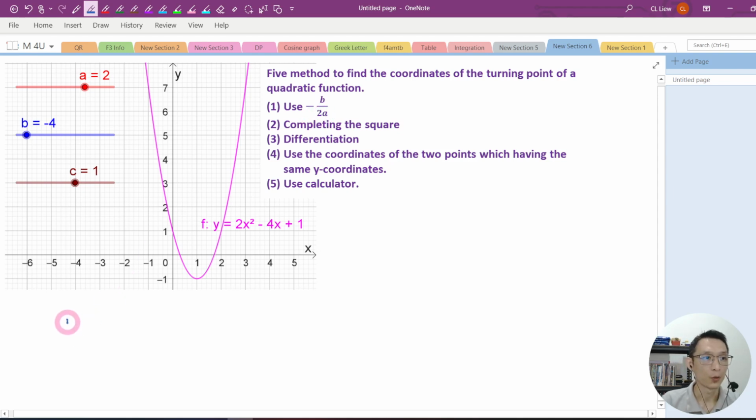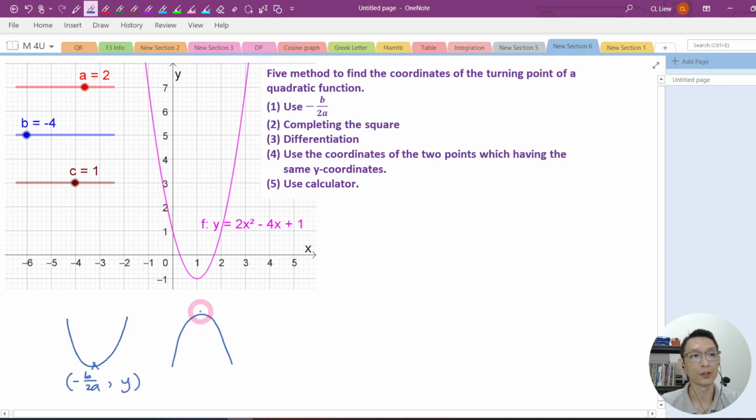So remember, no matter whether the quadratic function is concave up or concave down, the x coordinate for the turning point, or the minimum point or maximum point, is always equal to negative b over 2a. And why do we need to find that ourselves? Okay, so for the first method, I'm going to show you how we use negative b over 2a to help us get the coordinate of the turning point.